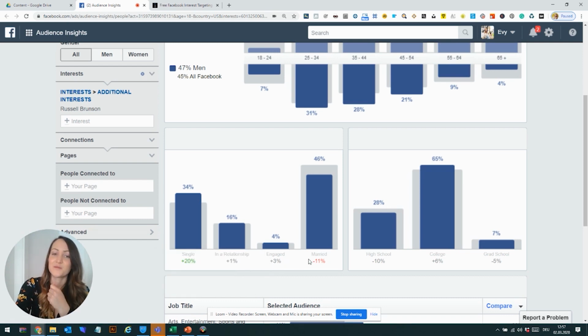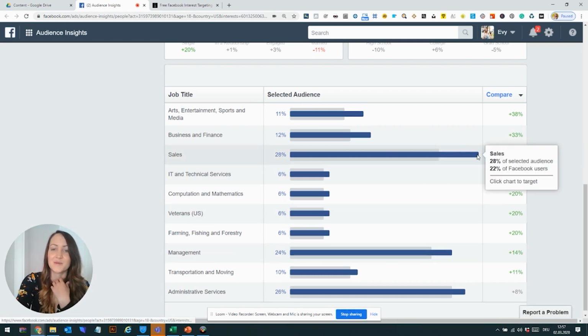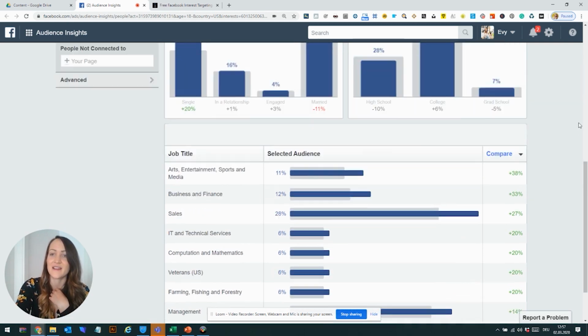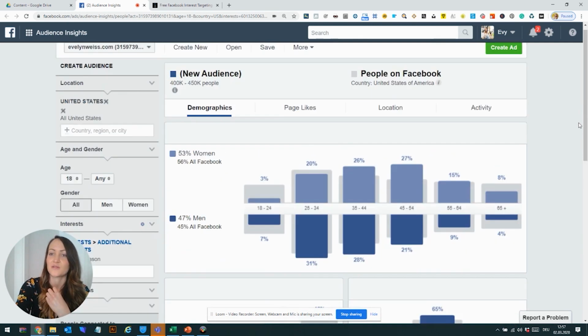So something you probably want to take into consideration when targeting. And you could also see their educational level. What you could also see is their job title. Here's no surprise. So people in sales are more interested than average. And that are already great insights that you can use to build your audiences for testing.